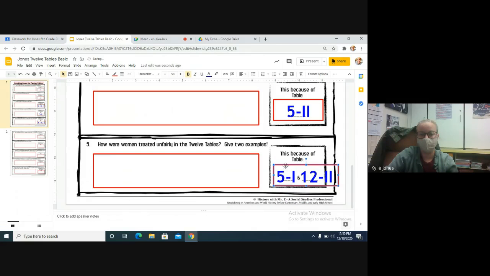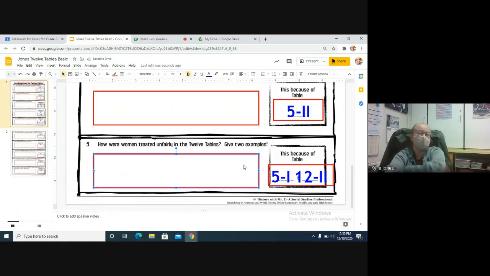On number 5, you should look at table number 5, rule number 1, and table number 12, rule number 2. There's a 2 there. It's hard to see, but there's a 2. Yeah, it's just blue. It's kind of hard to see.